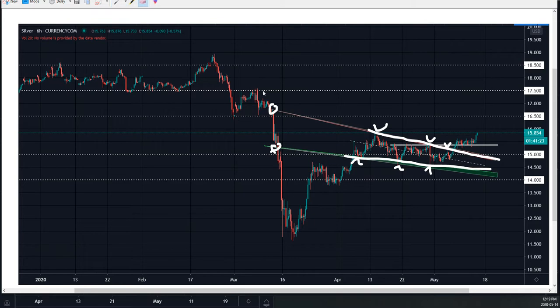Now, once we broke this descending wedge to the upside, breaking the resistance, we were also able to break the market structure high, which was tested once, twice, three times, four times. We're able to break this high, which also shifts the market structure. So not only did we break the price action, which was the wedge, we also broke the market structure on the large time frame, which is very significant.